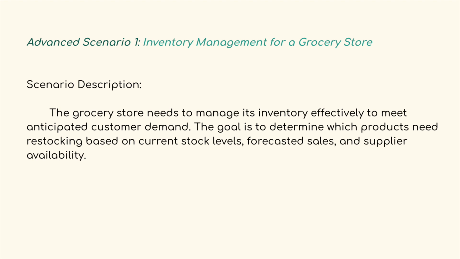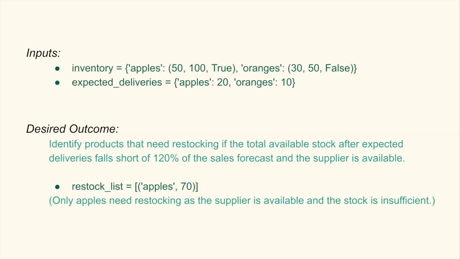Now let's write some. The first scenario we provide is an inventory management for the grocery store. The following is the scenario description. The grocery store needs to manage its inventory effectively to meet the anticipated customer demand. The goal is to determine which products need restocking based on the current stock levels, forecasted sales, and supplier availability.